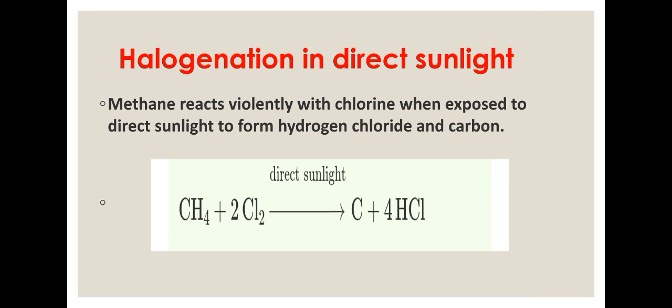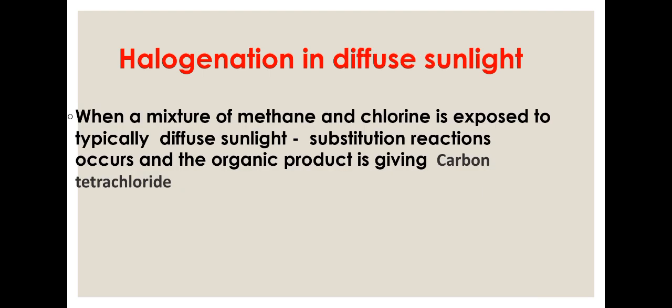First of all, if we have direct sunlight, then we will get carbon as well as hydrochloric acid. Look at the halogenation of methane. In case of methane reacting with chlorine, when exposed to direct sunlight, it will form carbon as well as four molecules of HCl.